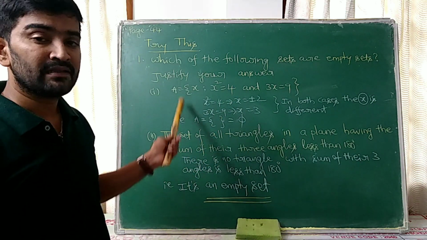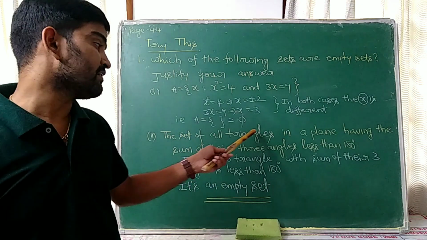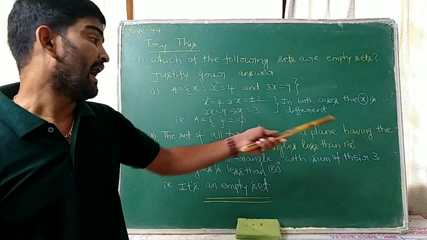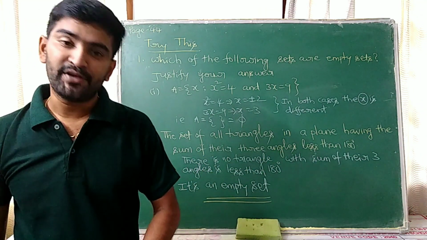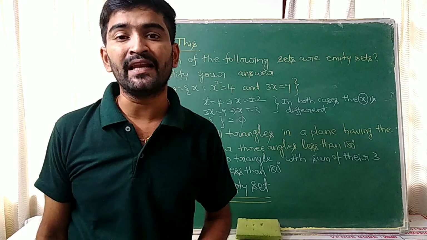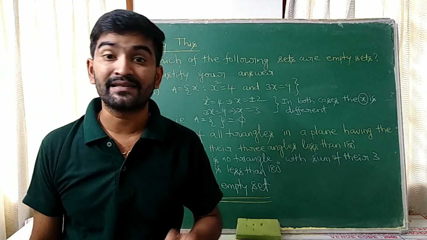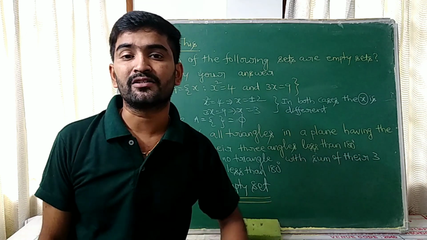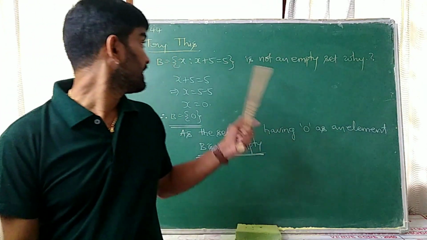Here in the same question, another set is given: the set of all triangles in a plane having the sum of the three angles less than 180. We know that there is no triangle whose sum of the three angles is less than 180. That is why this is also an empty set. I hope you understand.